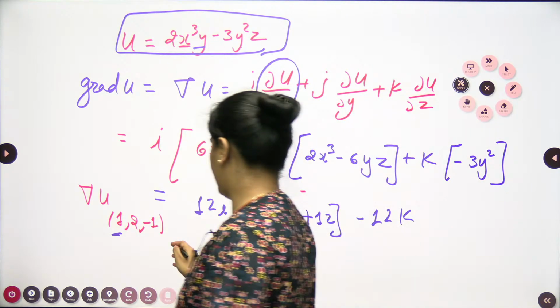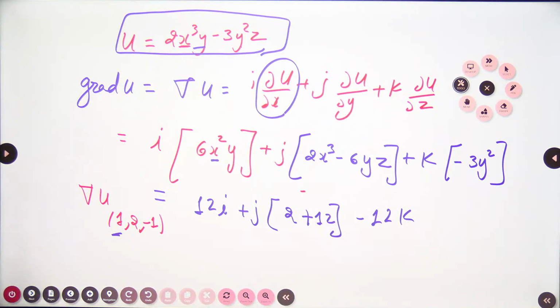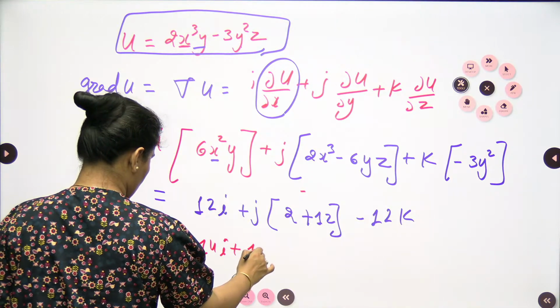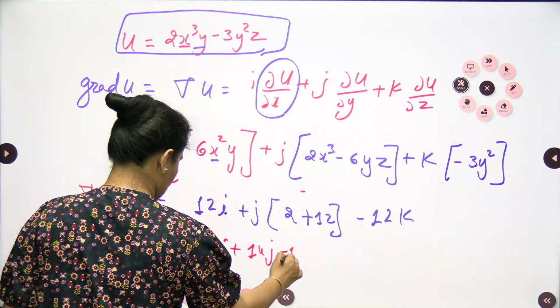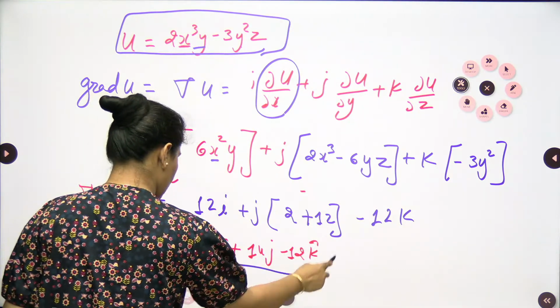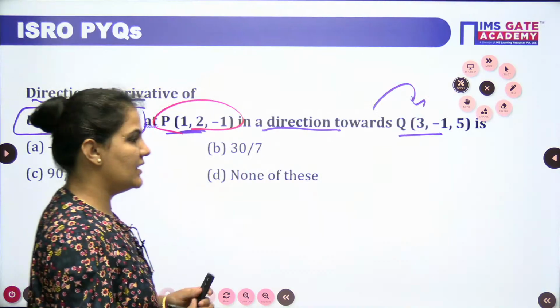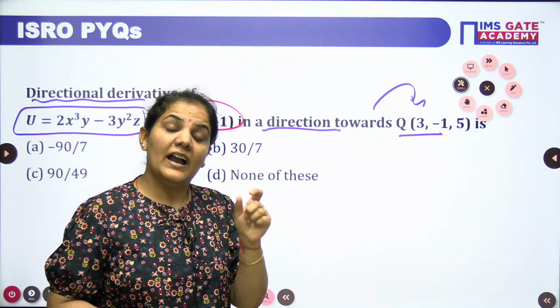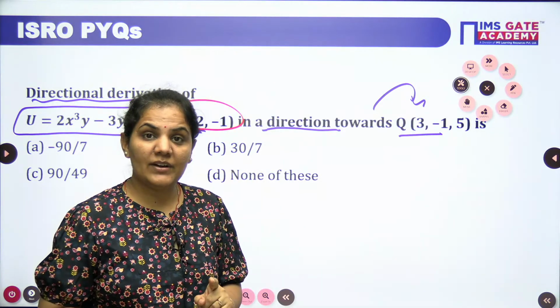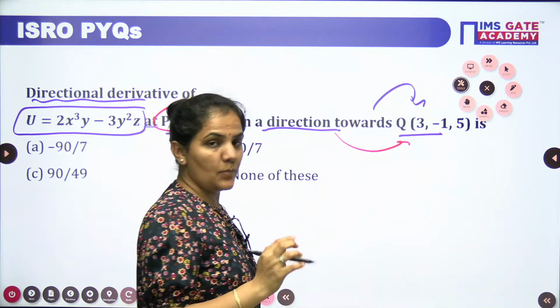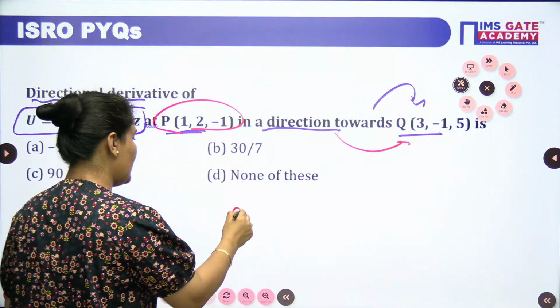So my final result will be 12i cap plus 14j cap minus 12k cap. This is the value of gradient at the point 1, 2, minus 1. Now this is the gradient, but I don't need to find the gradient here. I need to find the directional derivative. Now in which direction? It is mentioned in the direction of this function, this point. So from here I will find the a vector.